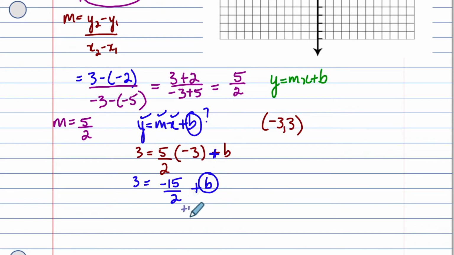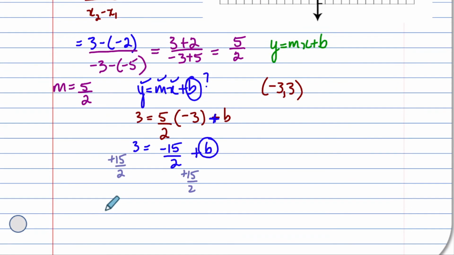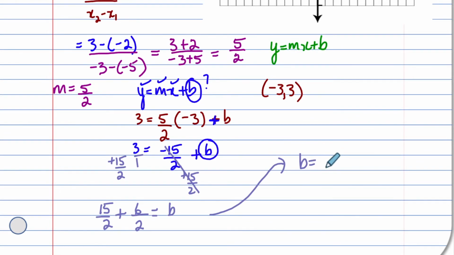Isolating b, we'll add 15 over 2 to both sides. What we do to one side, we must do to the other. Therefore, we have 15 over 2 plus, now we don't want 3, we want a common denominator of 2. So 6 over 2 is the same as 3. Equals, and this is a zero pair, b is 21 over 2, which is 10.5.